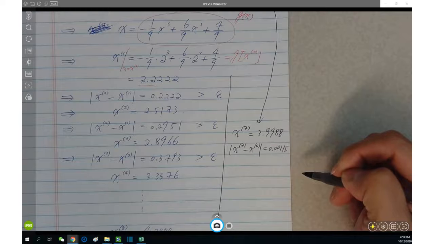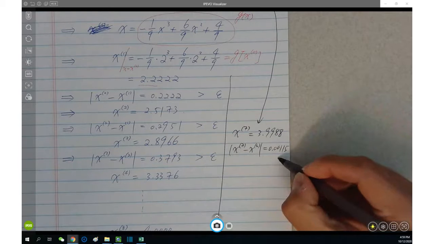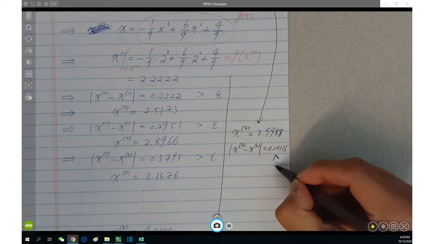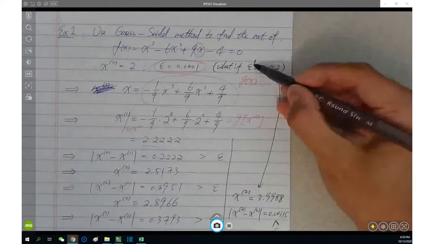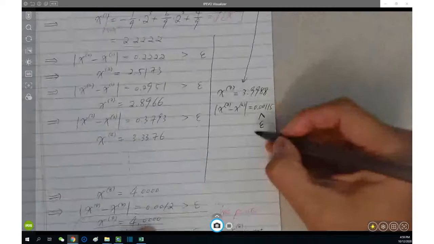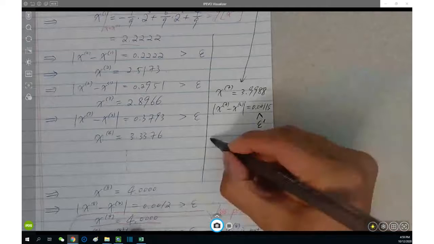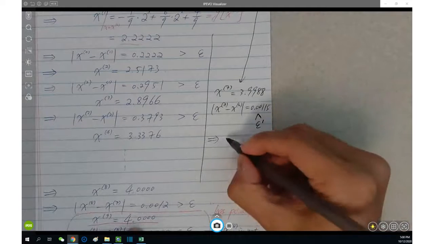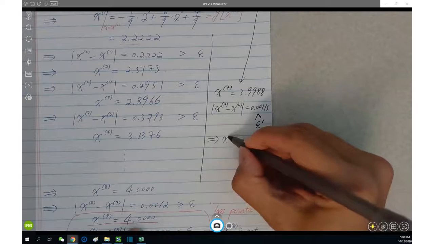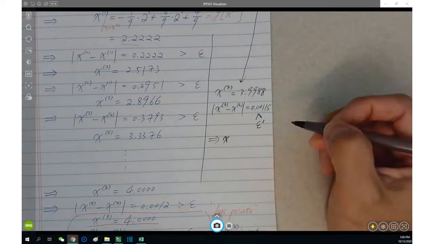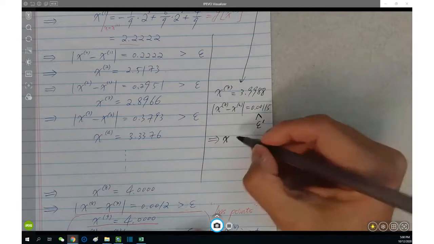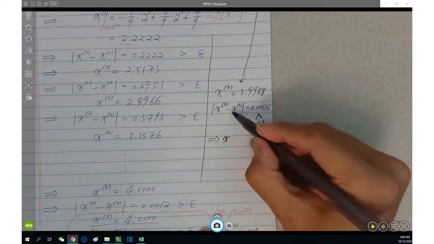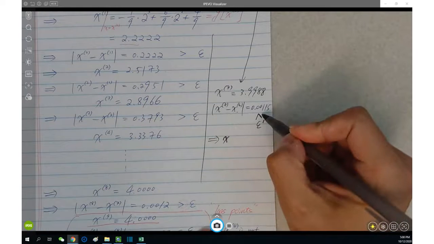Okay. This guy, what do you see? It's already less than the new epsilon. I'll give you the new epsilon as epsilon prime to differentiate from the previous one. Okay? So what's your conclusion here? X. 0.001. Is your 7 to 6 difference 0.00115? You sure?